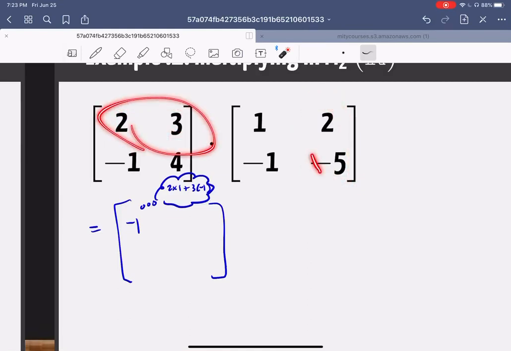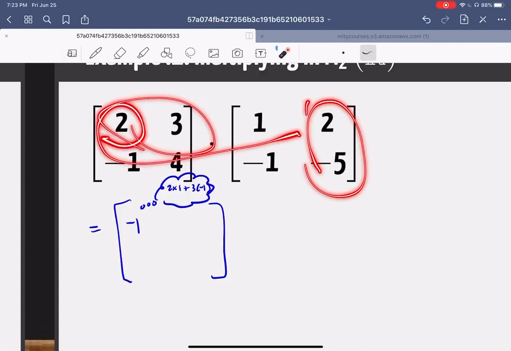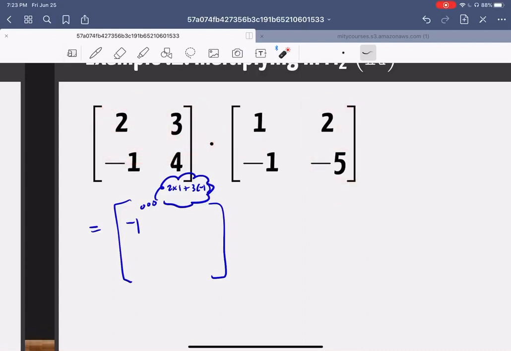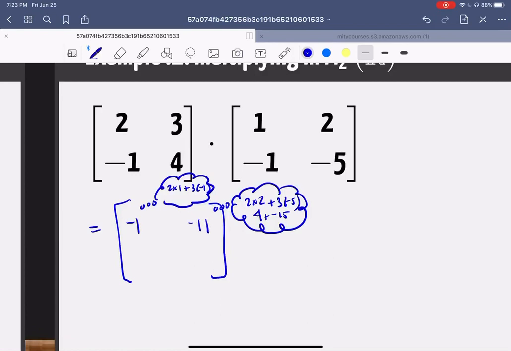So for the dot product for these two, the first thing you would do is you take the 2 and that 2, that gives you 4. The 3 and the negative 5 gives you 15. So I'll make a little thinking bubble here to show you what I'm thinking for the second entry in the first row. 2 times 2 plus 3 times negative 5. Okay, so I'm thinking 4 plus negative 15, and so on and so forth.